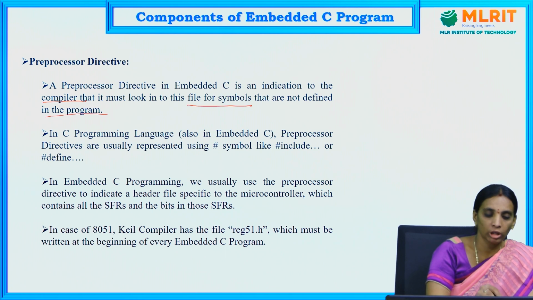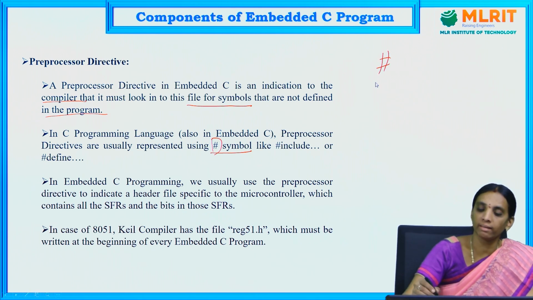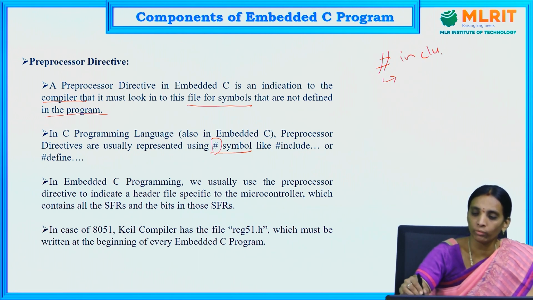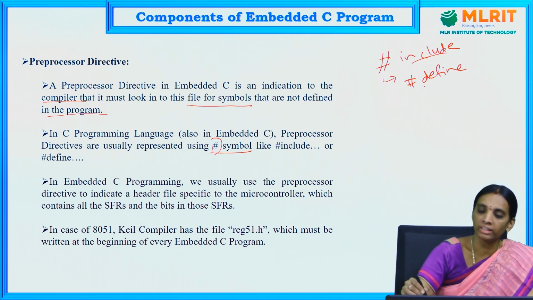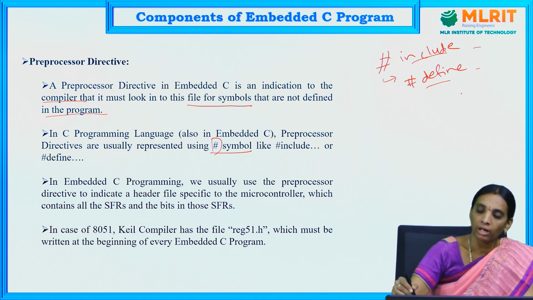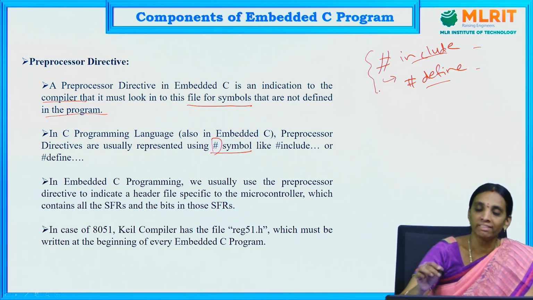In C programming also we can use preprocessor directives, which are defined using the hash symbol. Whenever we use the hash symbol to define a directive, it indicates that it is a preprocessor directive, like hash include, hash define. These indicate that the symbols we have declared here and used in our main program belong to these directives.